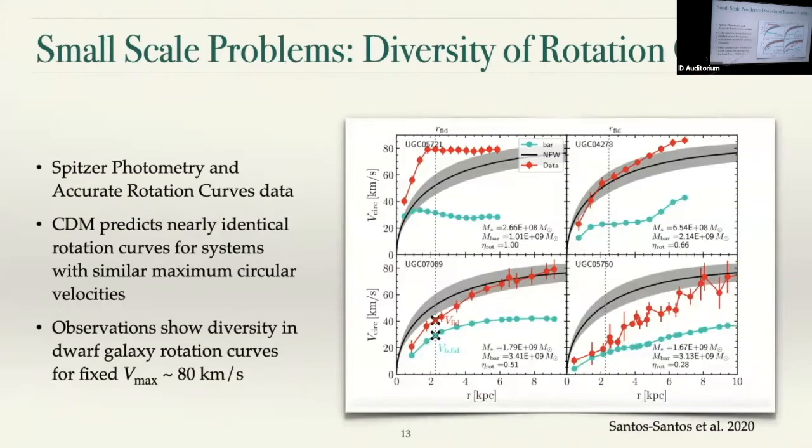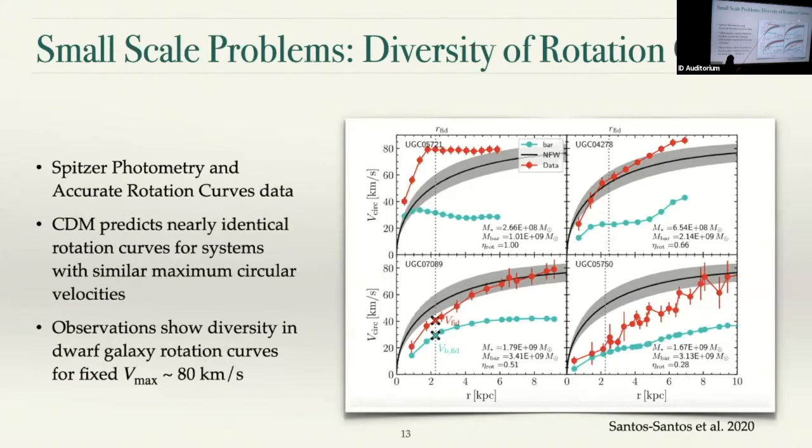So here I'm showing Spitzer rotation curve data, and CDM predicts nearly identical rotation curves for similar maximum circular velocities. So that's the black with the gray lines. Whereas observations are showing diversity in the dwarf rotation curves for a fixed maximum circular velocity, in this case, Vmax of about 80 kilometers per second. So this curve is largely consistent with the prediction from CDM.